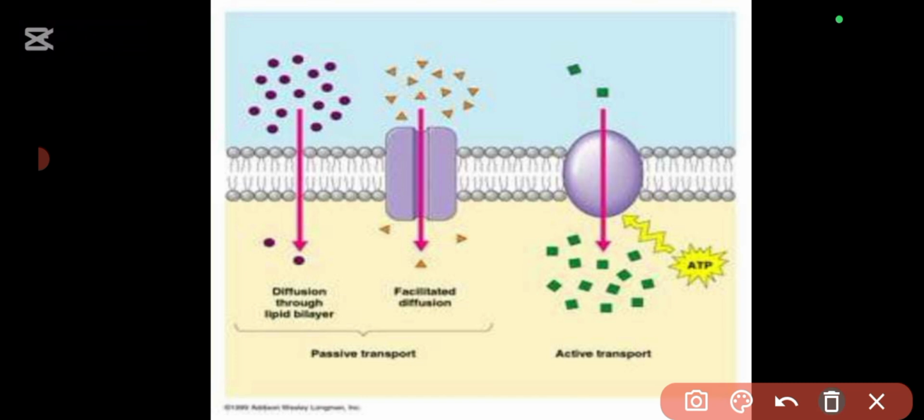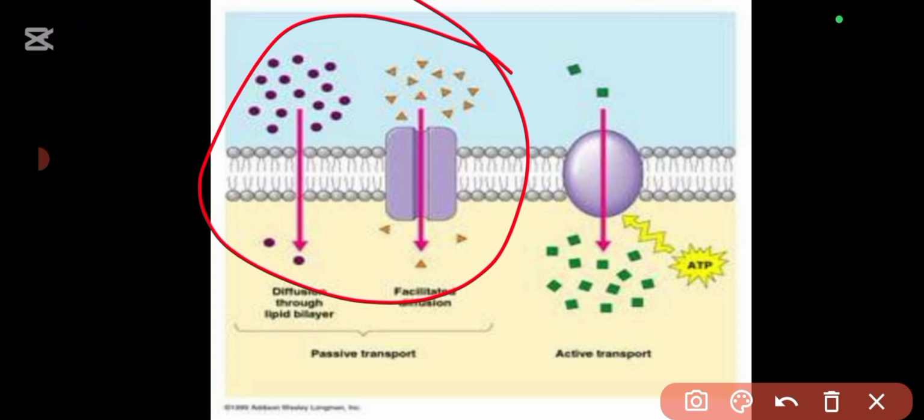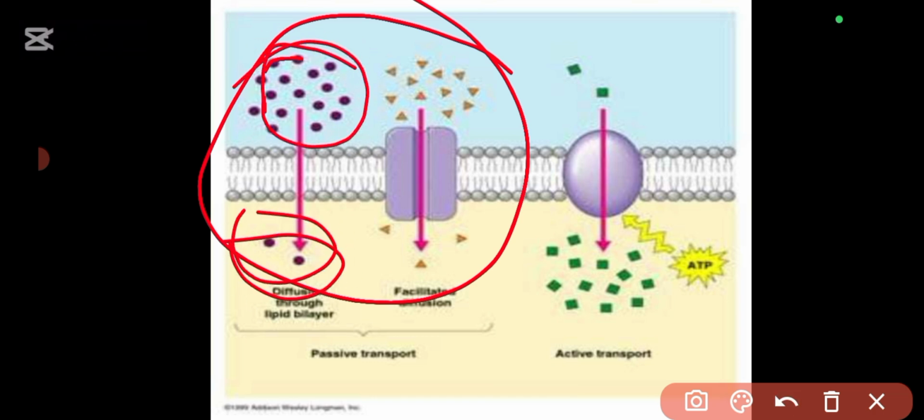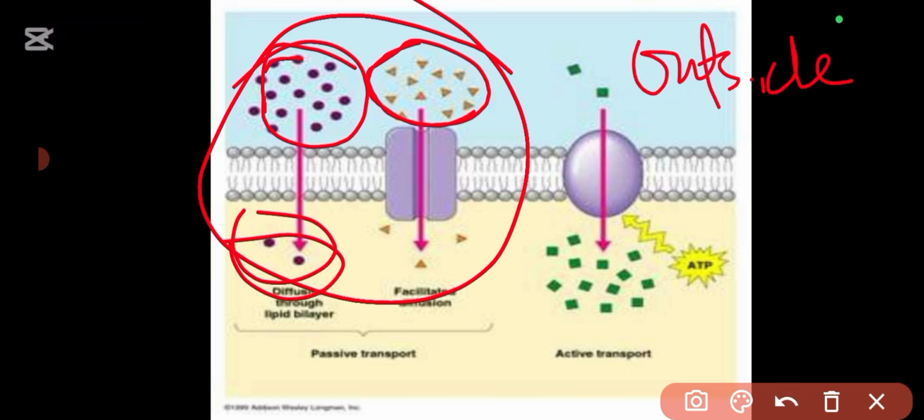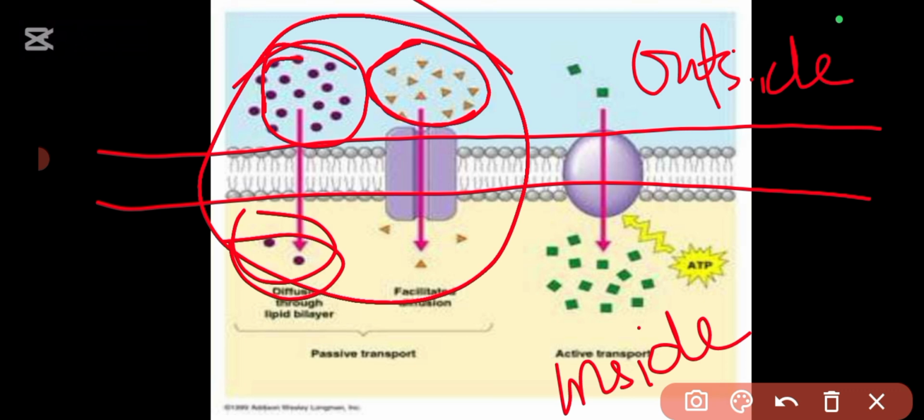Now, look at this. As you can see in these two structures here, these dots are much more on the outside than we have here inside, isn't it? These guys here are much more than we have inside this place. This is the outside of the cell, and this is inside the cell. And this is the boundary between them. So both of these guys want to move into the cell.